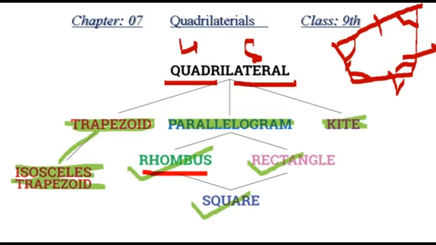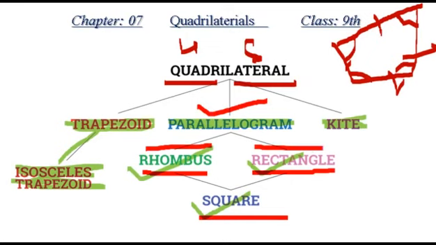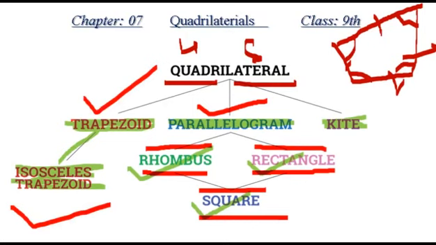As of now, keep this in mind: a rhombus is actually a derivative of a parallelogram. It is obtained from a parallelogram. A rectangle is also obtained from a parallelogram. A square is also obtained from a parallelogram. That means all the properties that a parallelogram possesses will also be present in rhombus, rectangle, and square. Similarly, since an isosceles trapezium is obtained from a trapezium, all the properties of a trapezium will also be present in an isosceles trapezium.